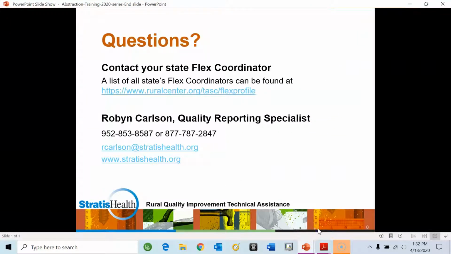Okay, and I'd like to pull up this slide to show you that if you have any questions about the MBQuIP program, you can contact your state flex coordinator. And if you aren't sure who that is, here's where you can find a listing of the flex coordinators. And if you have any abstraction questions, you can always contact me. Thank you.